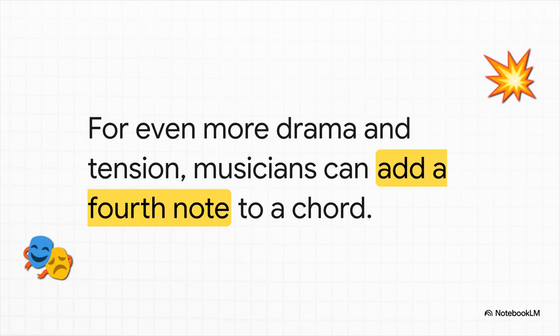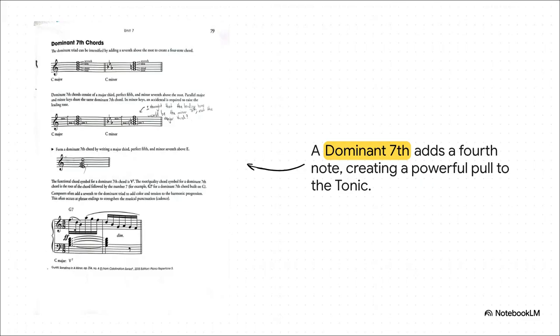But what if you want to dial up the drama even more? What if you need even more tension to make that coming home feeling even stronger? Well, for that, there's another trick. You can add a fourth note to the chord. So check this out. We take our dominant chord, that V chord, that's already full of tension, right? And we add one more note right on top of the stack, a seventh. This creates a dominant seventh chord. And that extra note, oh man, it adds so much instability, so much clash, that the need to go back home to the tonic becomes, well, almost irresistible. It's like the ultimate musical cliffhanger. It just has to be resolved.